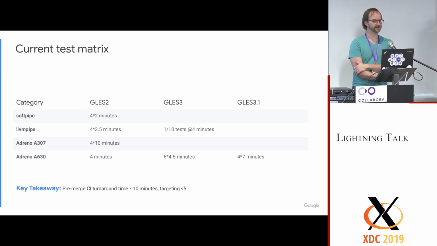We're testing A307 on GLES2, and A630, we're testing GLES2 all the way up to GLES 3.1. As you can see, our slowest job currently on A307 is 10 minutes. I just landed or am about to land a compiler fix that will cut that test time down dramatically. It used to be under 5 minutes before some stuff went wrong.